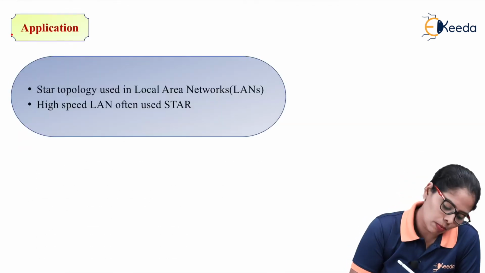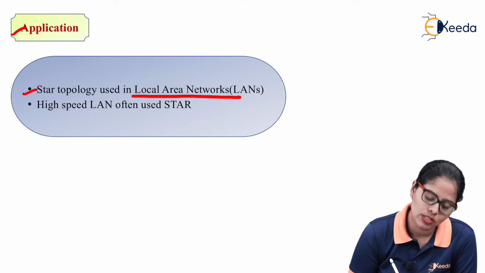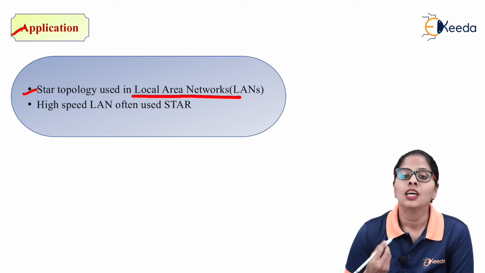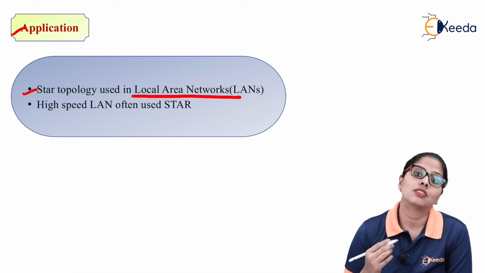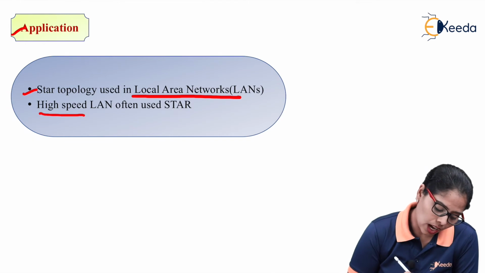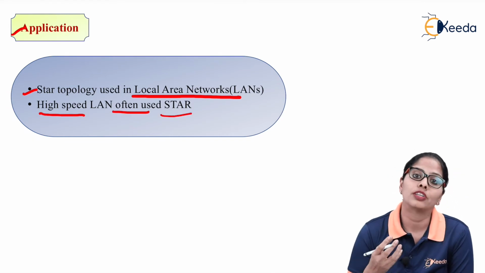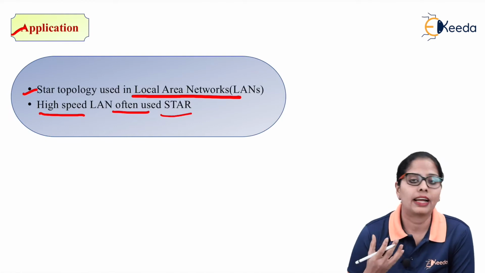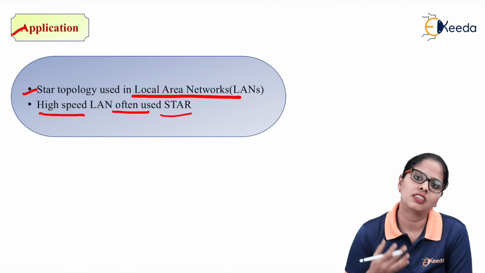Now let us discuss the applications. Here the star topology is used in LAN networks. Basically, in small networks we are going to use the star topology, and star topologies are also used in high speed LANs. So basically, for smaller networks we prefer the star topology.